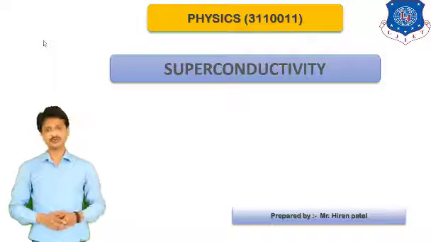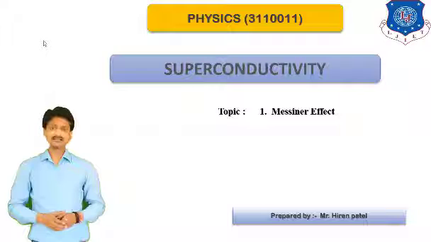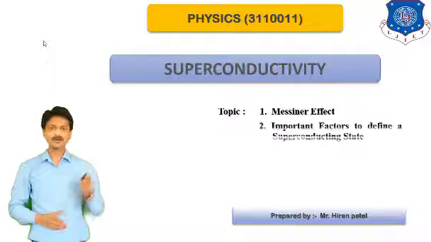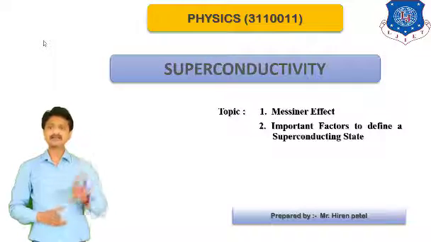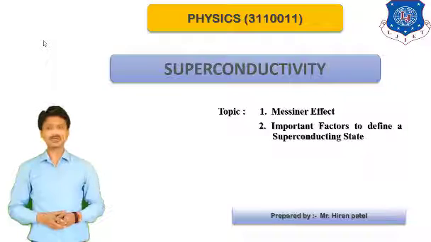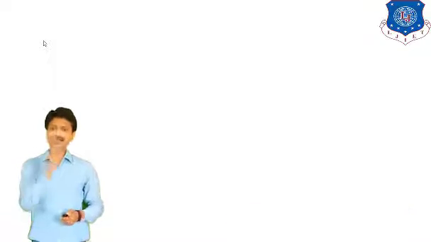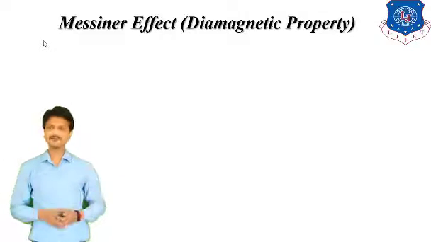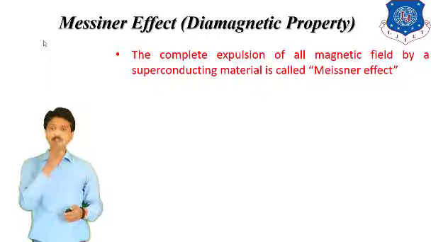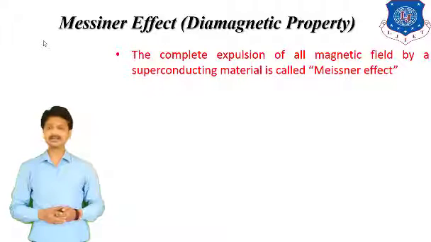So, in this video, we are covering topics such as the Meissner effect and the important factors that define the superconducting state. The Meissner effect is the last property of a superconductor. So, let's start with the first topic of today's session, that is the Meissner effect. The complete expulsion of all magnetic field by a superconducting material is known as the Meissner effect.